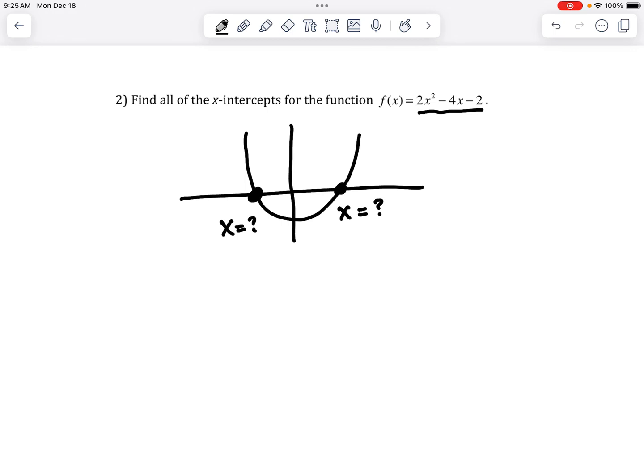Well, for those 2 values, the y is equal to 0, which means that we set this function equal to 0 and use the quadratic formula. After that, we're going to use the graphing calculator to check our answer. Or answers, I guess I should say.